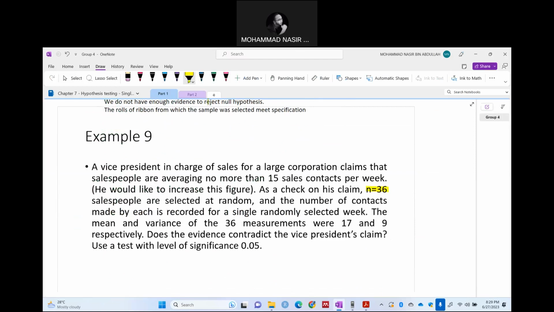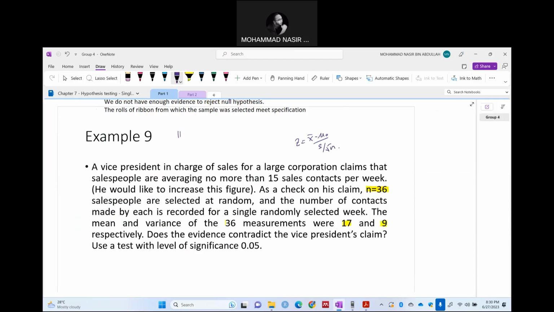So we have n equal to 36. Salespeople are selected at random. The number of contacts made by each for a single randomly selected week. The mean and variance of the 36 measurements were 17 and 9 respectively. So this one, the population variance is unknown, right? And the sample size is more than 30. So we're going to use Z equal to X bar minus mu naught over S over square root of N, right? And what is the claim?